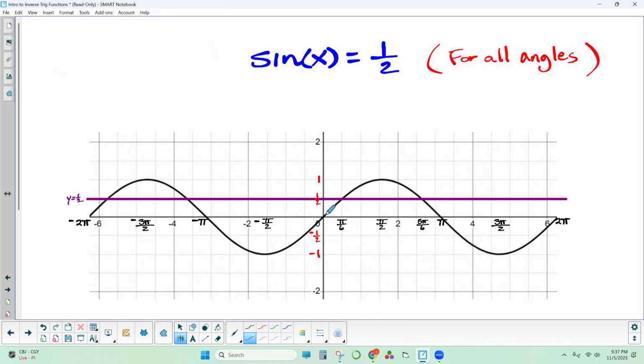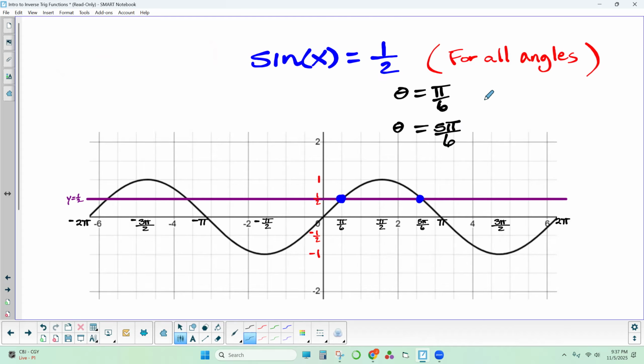If I look from 0 to 2 pi, I can see I've got a solution at pi over 6 and 5 pi over 6. That's my principal interval. So I'm going to write theta or x equals pi over 6 and theta or x equals 5 pi over 6. Now, if I'm asked for all angles, I basically have to go both directions infinitely.